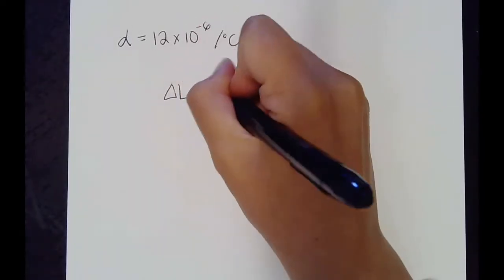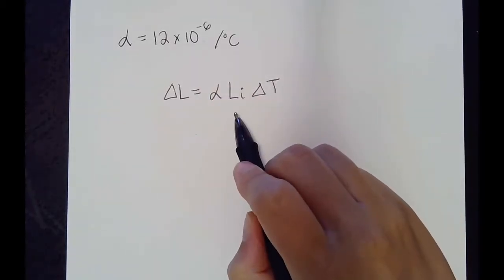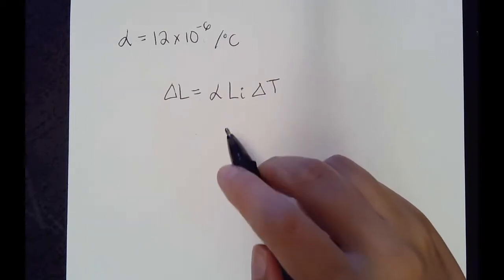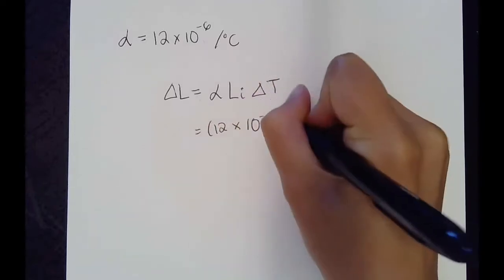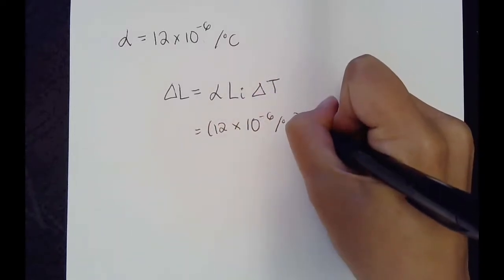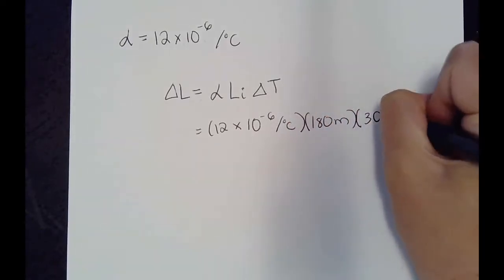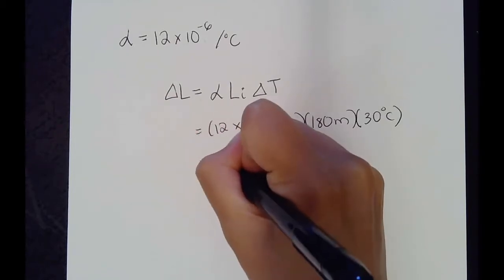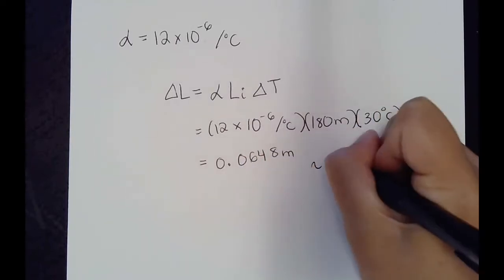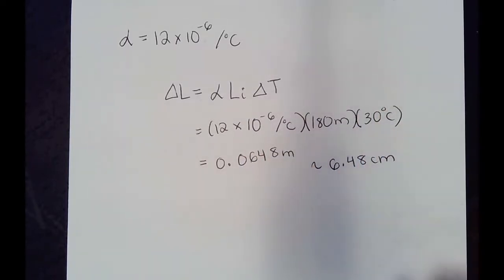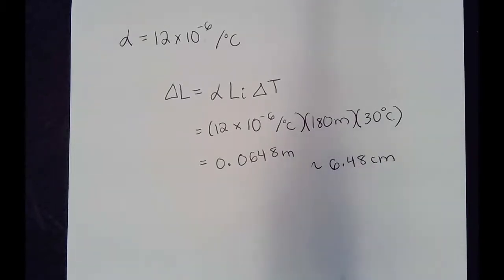So delta L equals alpha Li delta T. You can also put L naught here like we've been doing for initial and use no subscript on the final. That works too. Okay, so alpha is 12 times 10 to the -6 per degree Celsius. The initial length is 180 meters and the temperature increase is 30 degrees Celsius. So this would be a change in length of 0.0648 meters, so about 6.48 centimeters, which is significant, but remember this is 180 meters and it's quite a big temperature increase.